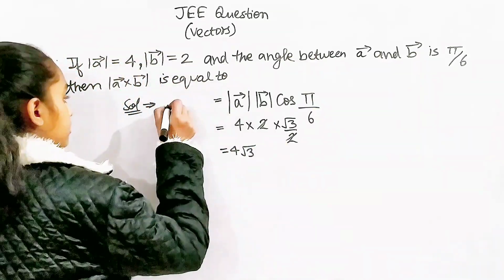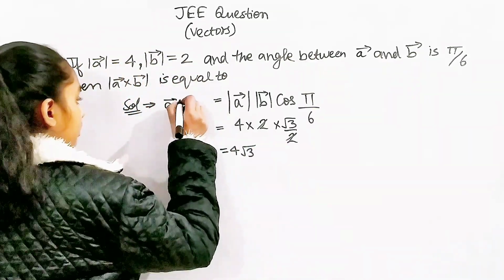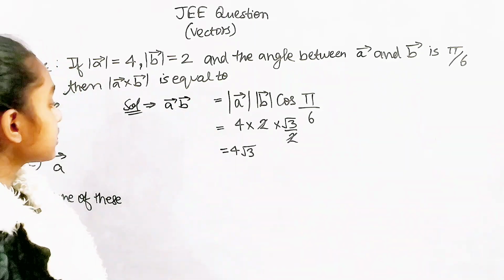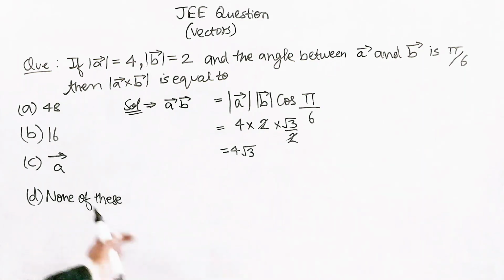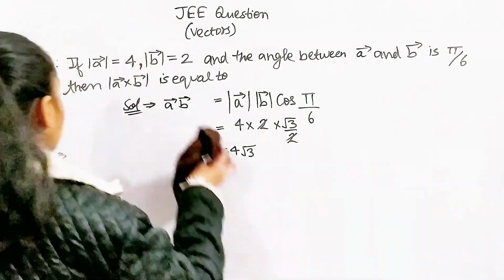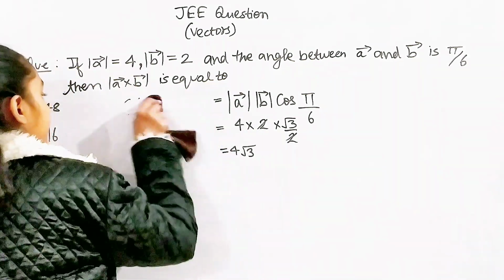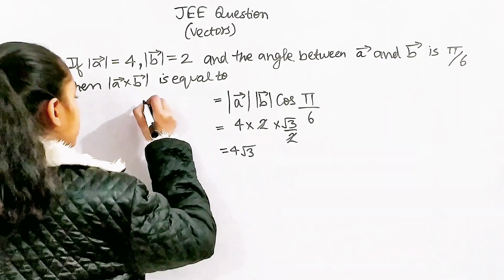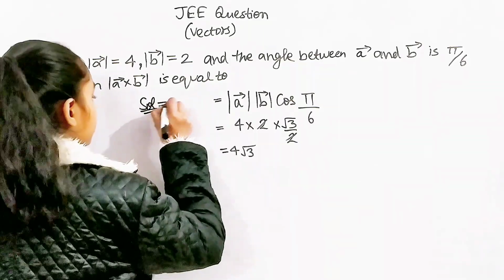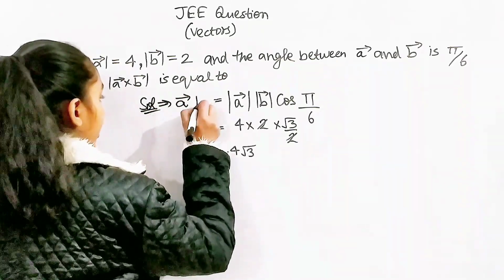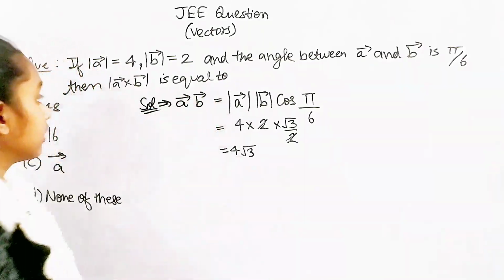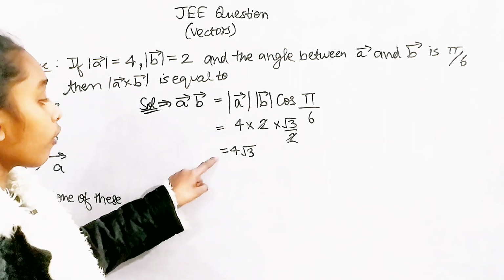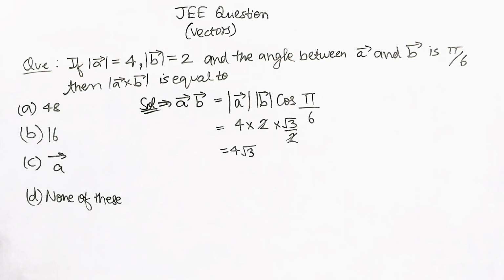What is it going to be? It's going to be A and B. So we found vector B and vector A, which is equal to 4 root 3. So we have got our value.